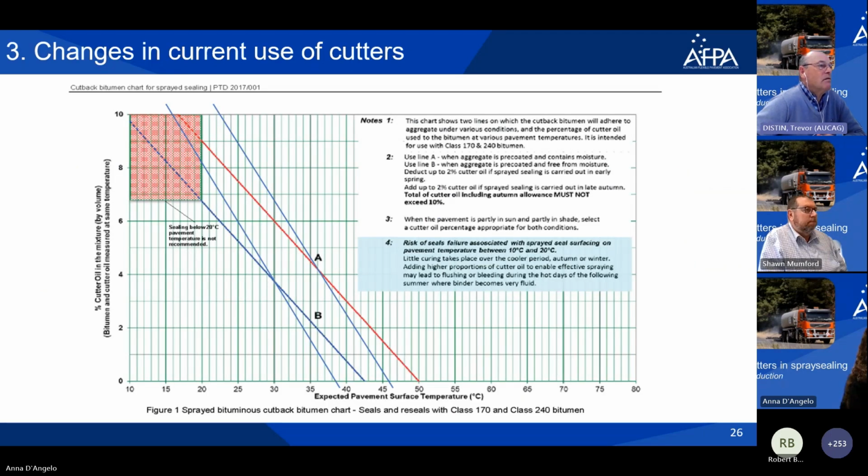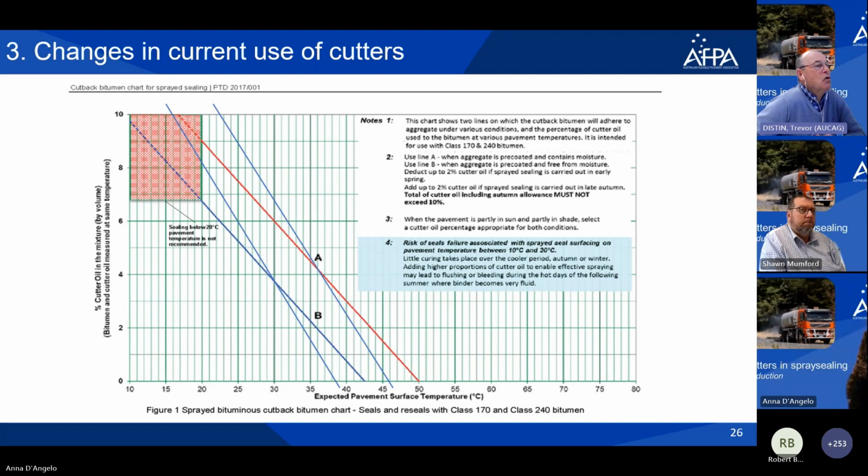So I've just handpicked this particular chart, which was published by Transport New South Wales in 2017 as a technical directive to give guidance to practitioners. And it's not a spec, it's purely for guidance to help them select the appropriate level of cutter based on the road pavement surface temperature.